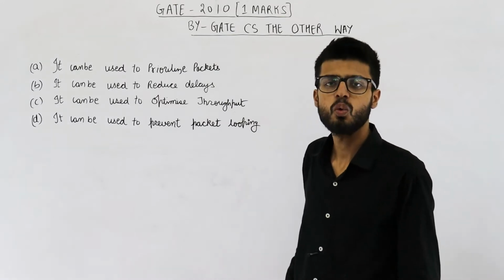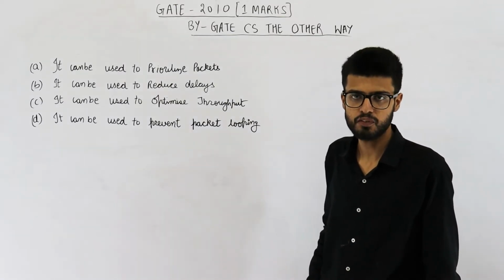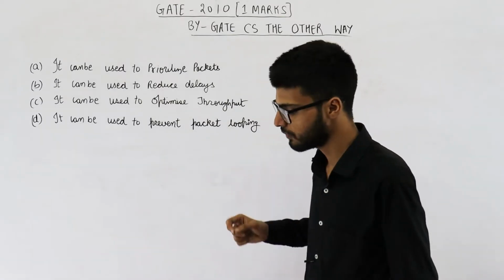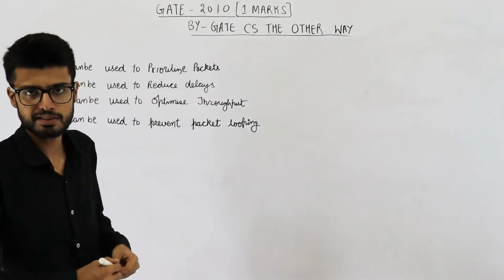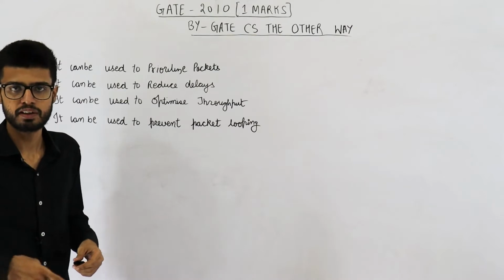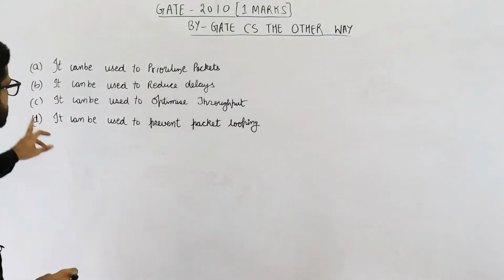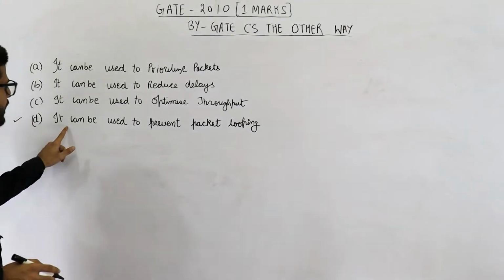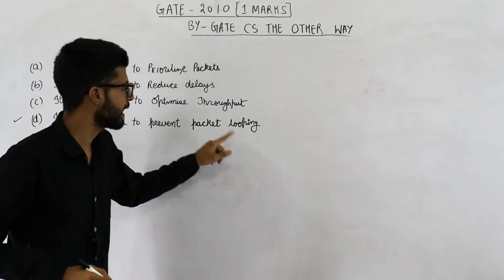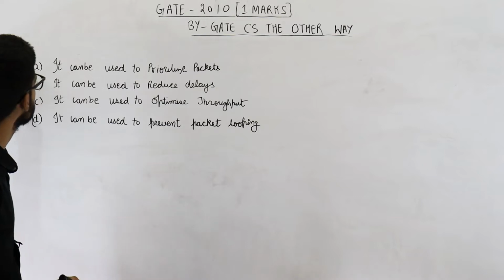They are asking what is the purpose of the TTL field in an IP header. I have discussed it 3 to 4 times already that the TTL field is included to avoid infinite loops. That means option D is correct. Option D says it can be used to prevent packet looping. Let us see the other options also.